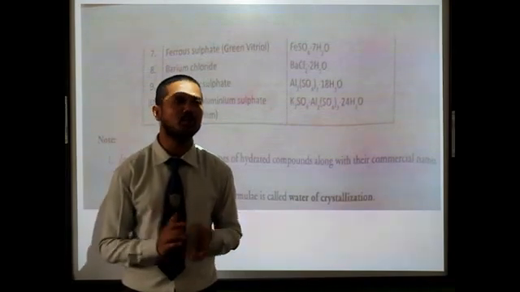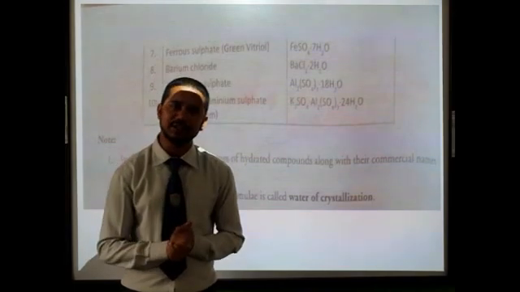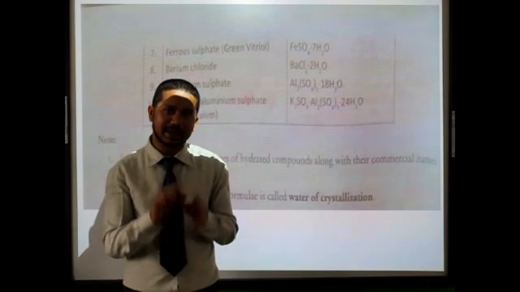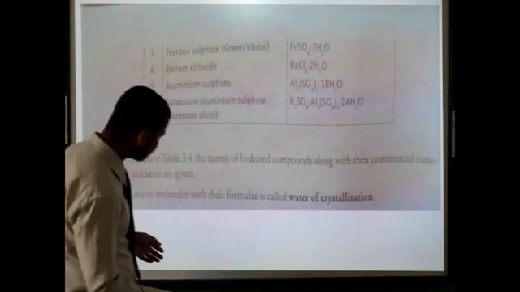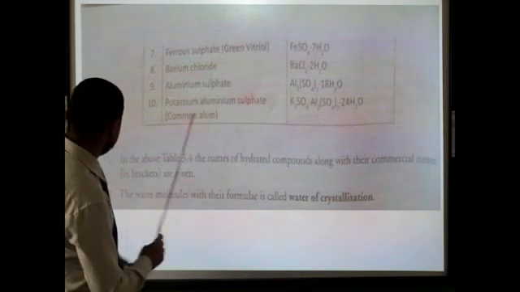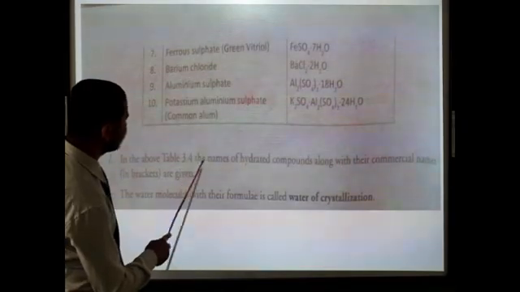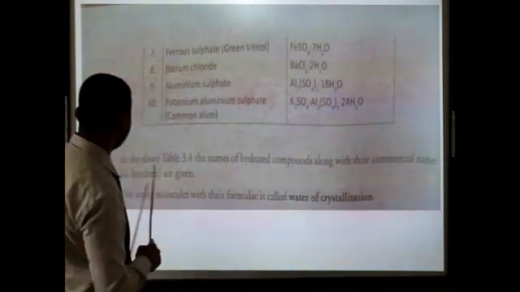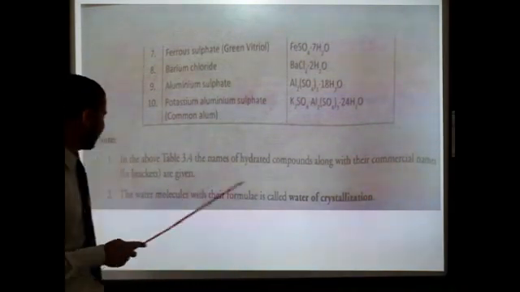Now you must be thinking, what is a crystal? Crystals are solid substances having fixed geometrical patterns. They have fixed shapes. So note in the above table 3.4, the names of hydrated compounds along with their commercial names are given. So these are their commercial names or common names.